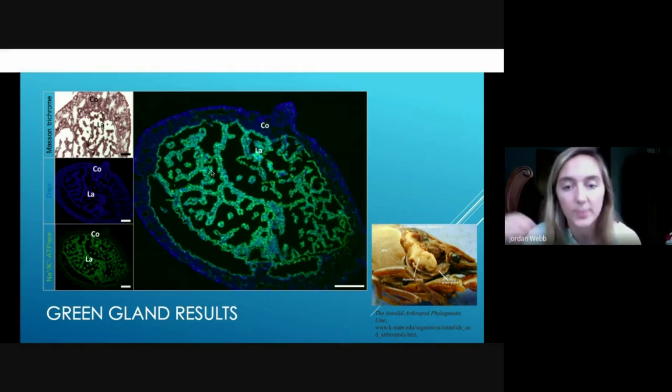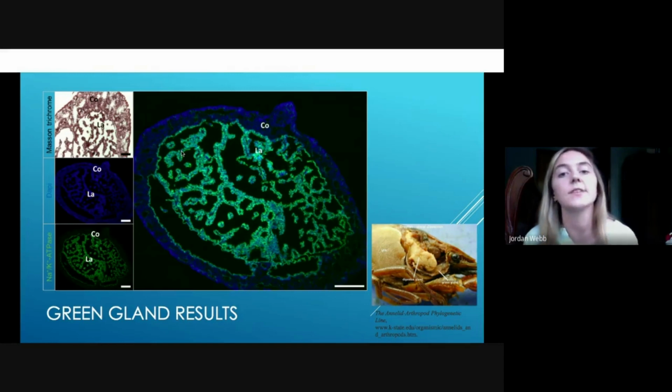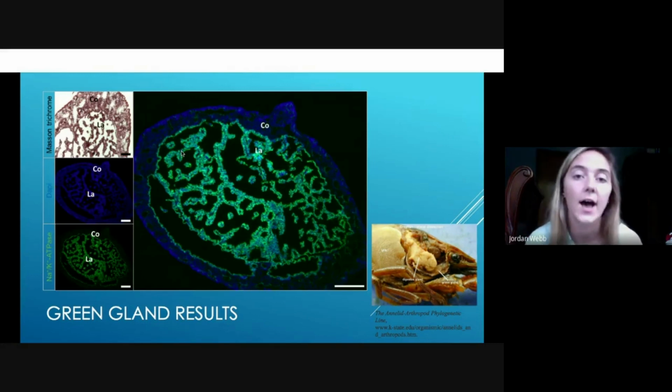And their blood filters through here, and it goes through this maze, you know, back and forth, and it would make sense for the NKA to be located here to absorb all the ions out of the hemolymph before it is excreted from its body as dilute urine.